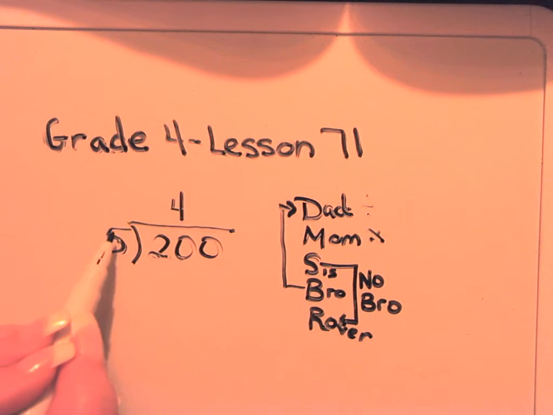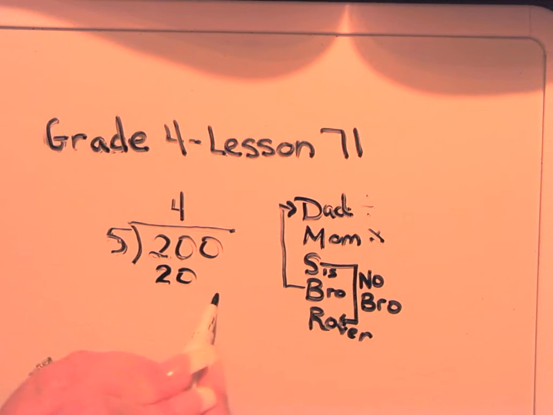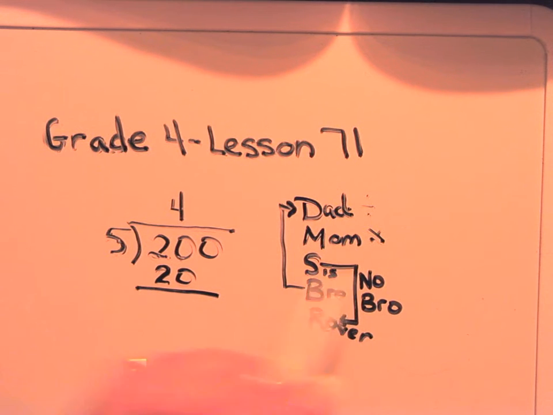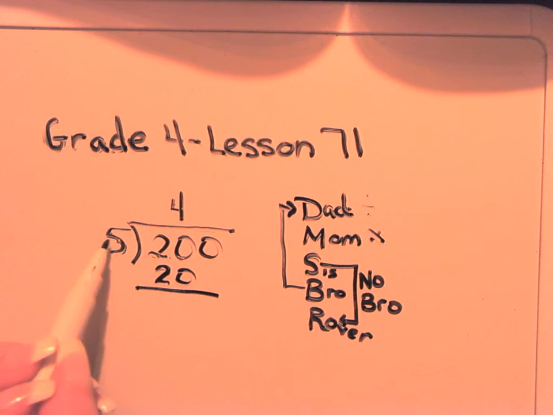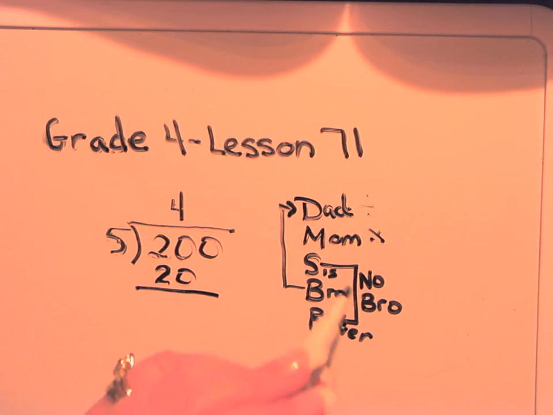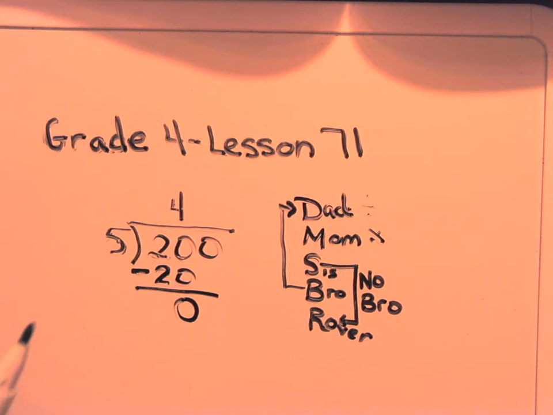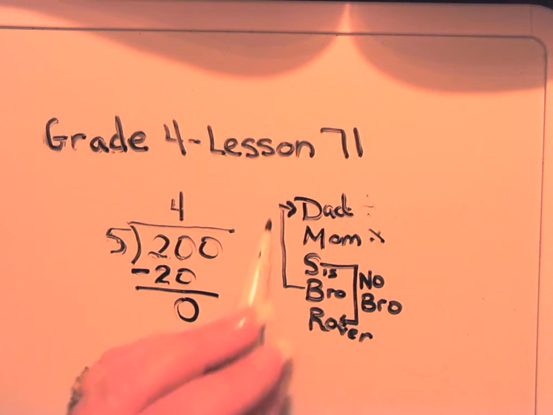Roof times the door ends up on the floor, and there's our floor. So that's mom. 4 times 5 is 20. Sister, subtract. 20 minus 20 is 0. We are not done here, okay? We need to continue the process.